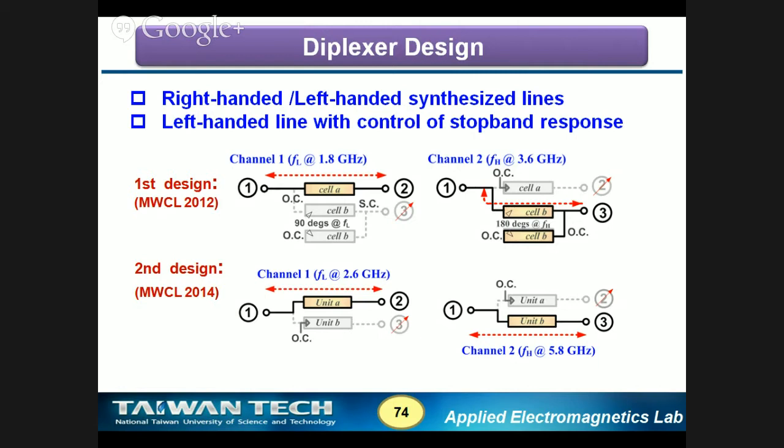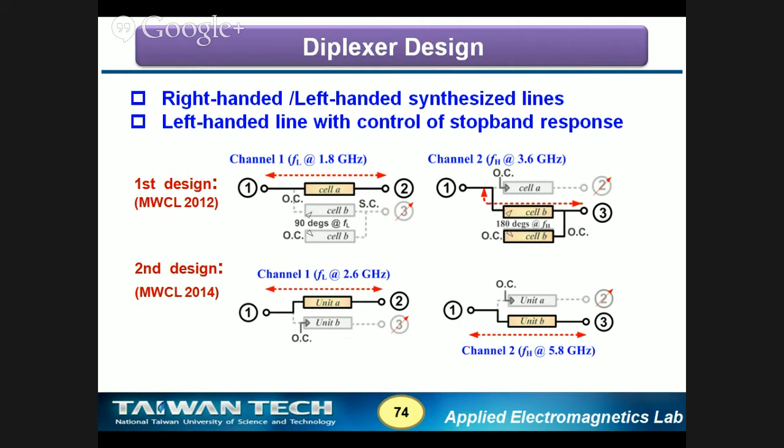In this sense, we use the minimum number of building blocks. We can design a diplexer, using the joint so-called right-handed, left-handed synthesis transmission line. And what we have done here is somewhat different from those who deal with metamaterial lines. In general, those people deal with left-handed lines or metamaterial lines. They don't care about the response in the stop band. They just care about, for example, phase delay or characteristic impedance in the pass band. But we do. We do care about the stop band.